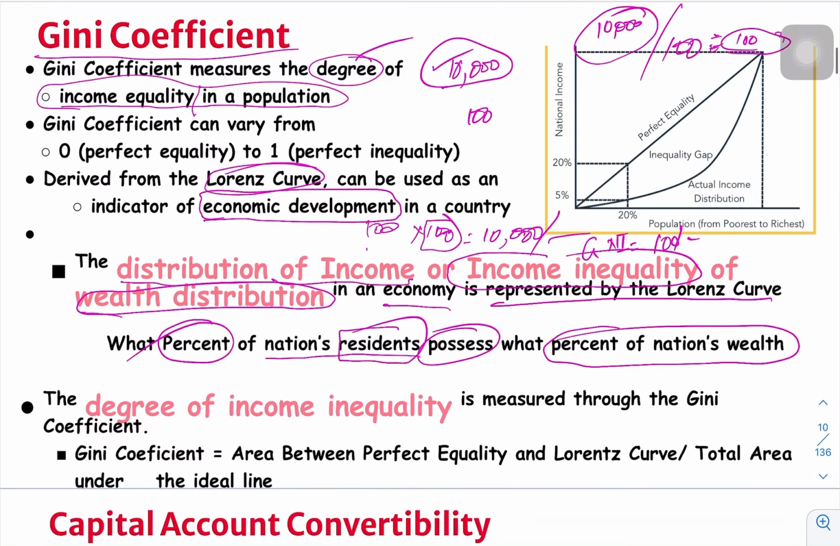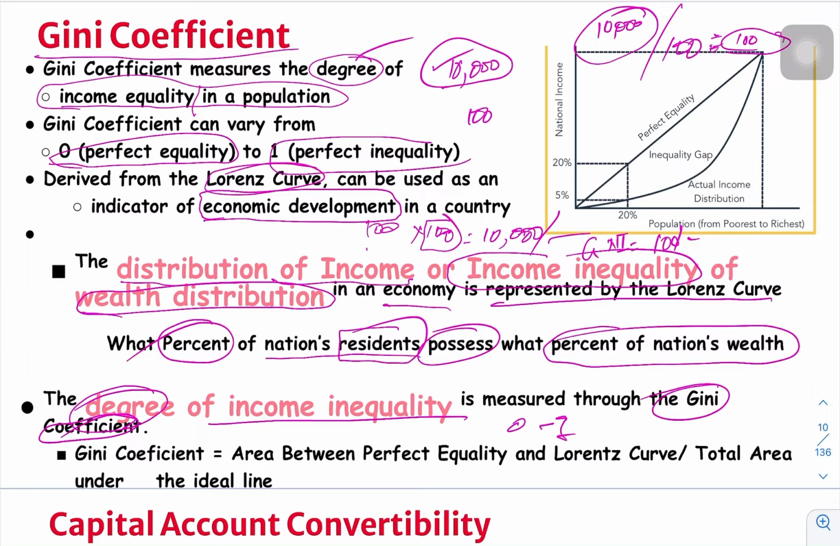So the Lorentz curve represents the percentage, and the degree of income inequality is measured through the Gini coefficient. What does the degree mean? It will be just 0 to 1. So 0 means perfect equality, that is, there is no inequality in an economy, and 1 means perfect inequality. So how do you measure the area between the perfect equality line and the Lorentz curve?